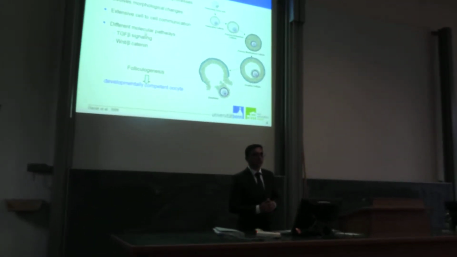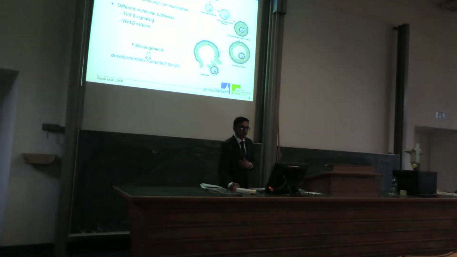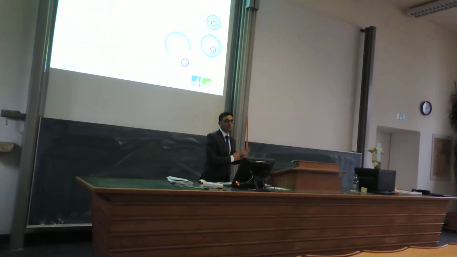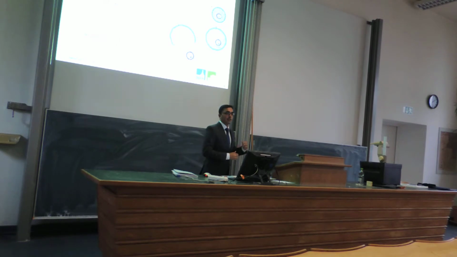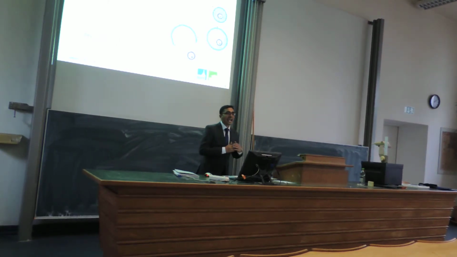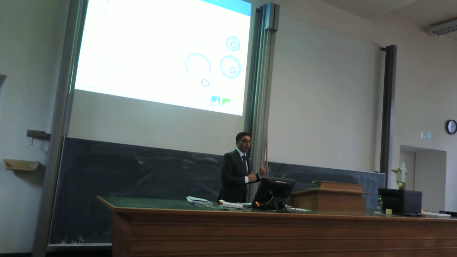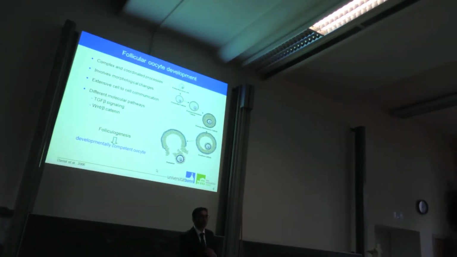Extensive cell-to-cell communication within somatic cells and somatic gonadal cells is essential for successful follicular development. Different molecular pathways, including pro-apoptotic pathways and anti-apoptotic pathways, are involved in this process. At the end of this folliculogenesis, a developmentally competent oocyte is released for fertilization.